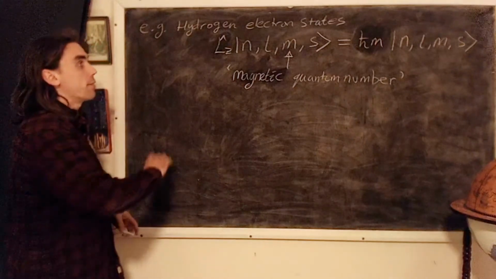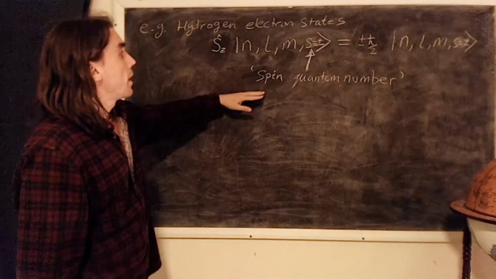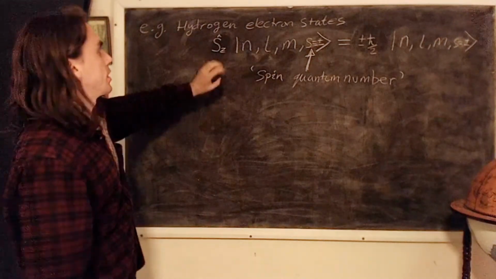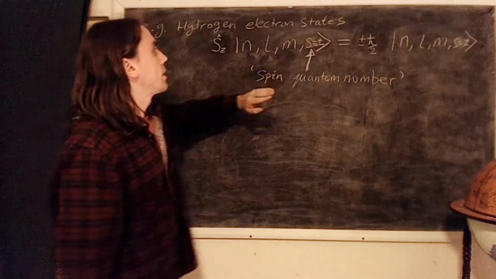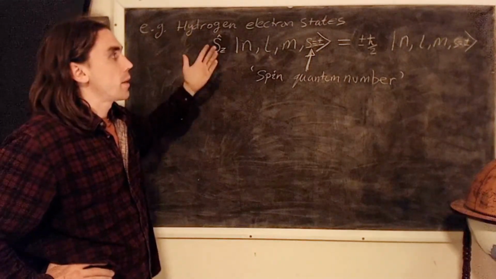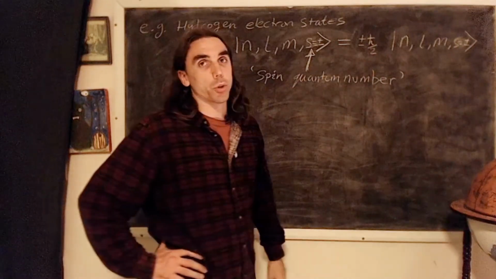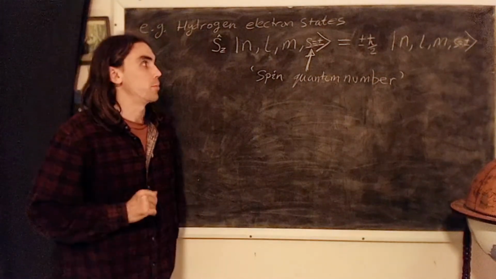And finally, we have S, which we've seen before, which is just the spin quantum number, where I've written it in slightly strange notation here. S is plus or minus. We could be referring to, say, the z component of this spin, and it'll give us eigenvalues plus or minus h bar over 2 for spin up or spin down.